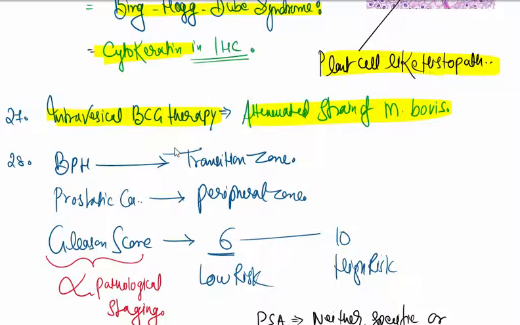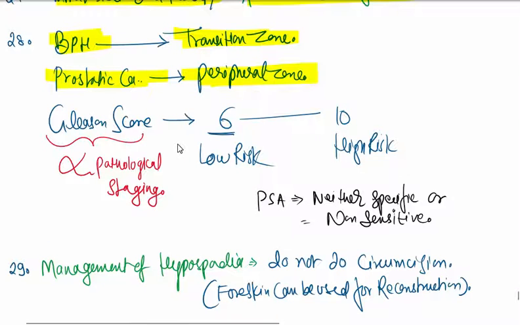Next one, in BPH, from where does BPH arise? Benign prostatic hyperplasia arises from the transition zone, and prostatic carcinoma arises from the peripheral zone. The Gleason score corresponds to pathological staging, from 6 to 10, where 6 indicates low risk and 10 high risk. But PSA, prostate specific antigen, is neither specific nor sensitive.